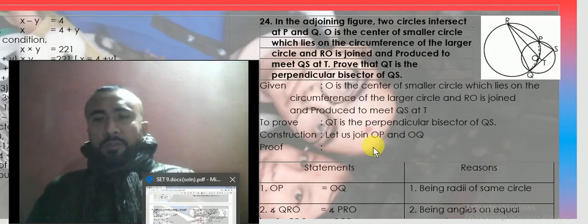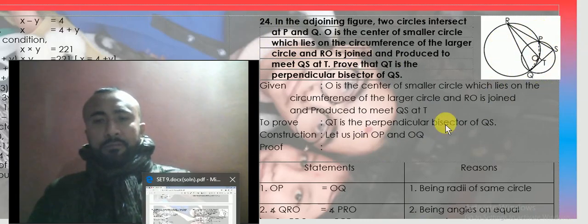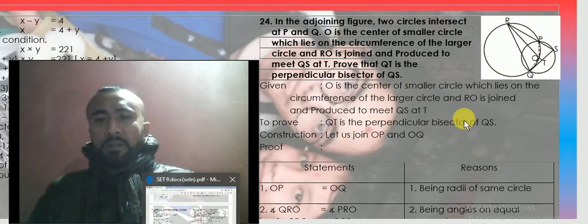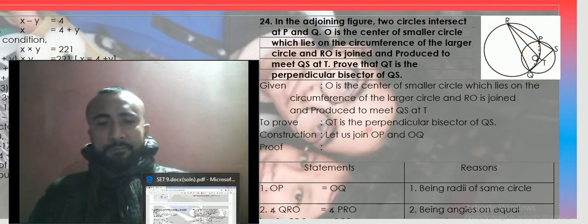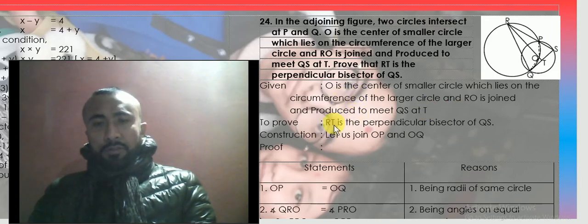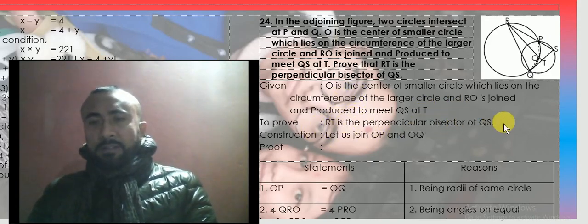So now let's move on to the last question, question number 24. You can see this figure. Here O is the center of the smaller circle, and this center O lies on the circumference of the big circle. We need to prove that RT is the perpendicular bisector of QS.